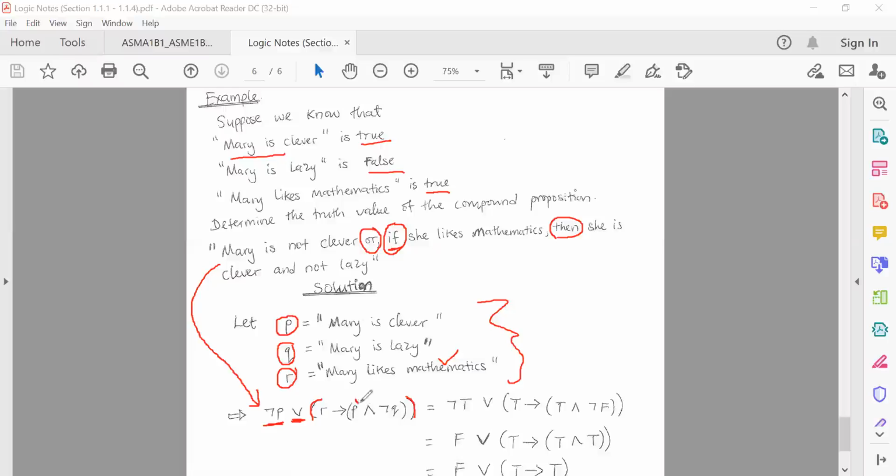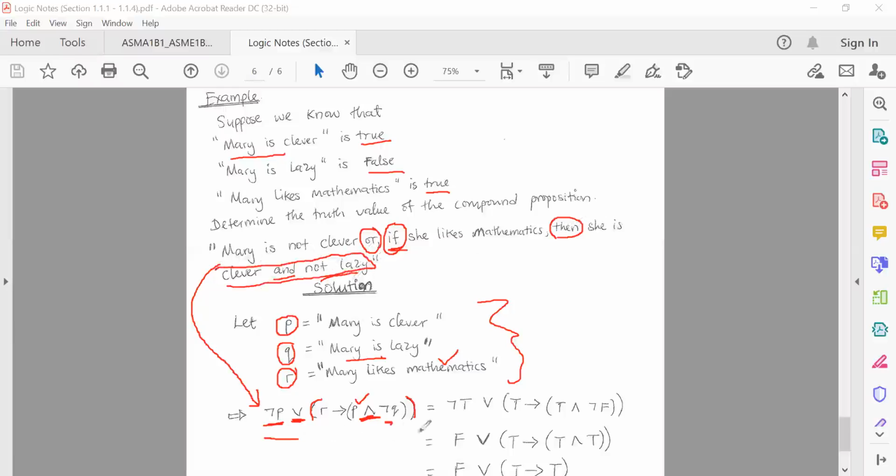All right, Mary is clever is P. Then they say and. You see that? That's and. There they say not lazy. Mary is lazy is Q, therefore not lazy is just not Q. You see, so it's arrow implies P and not Q. All right, because the if is there and then the then follows with this whole statement here. All right, that whole statement there. She is clever and not lazy.